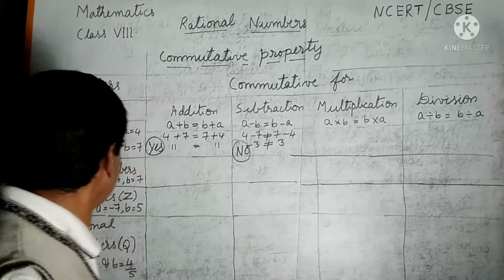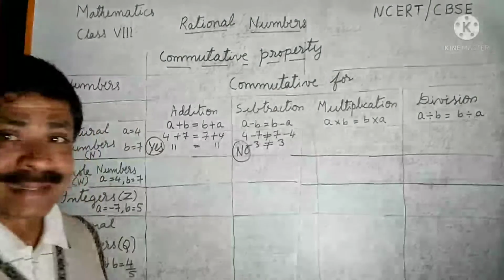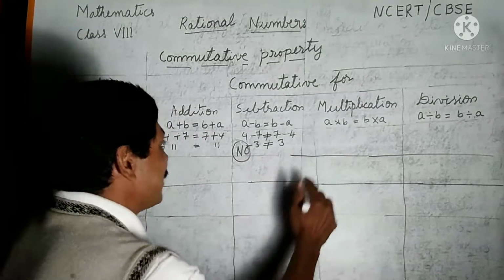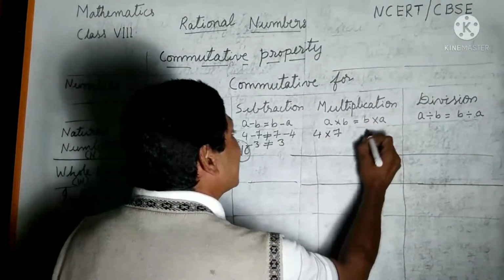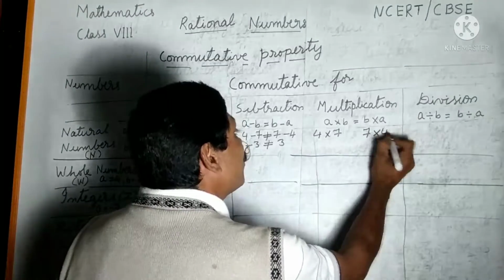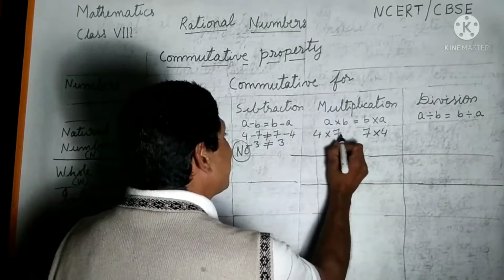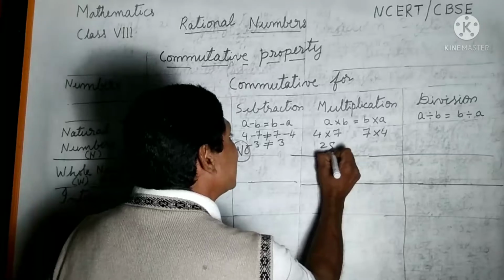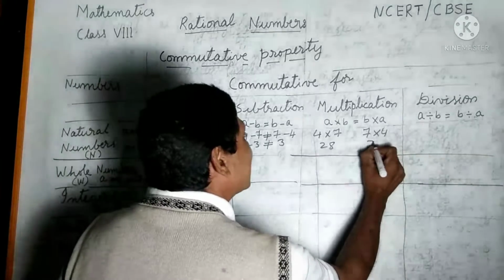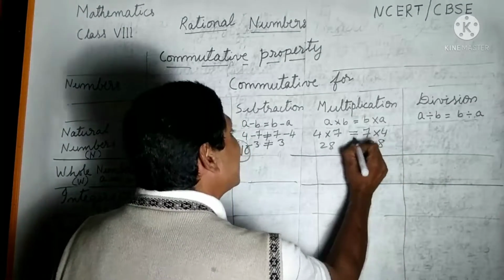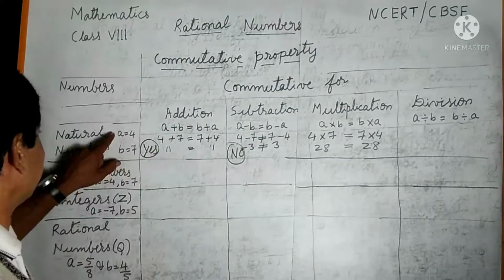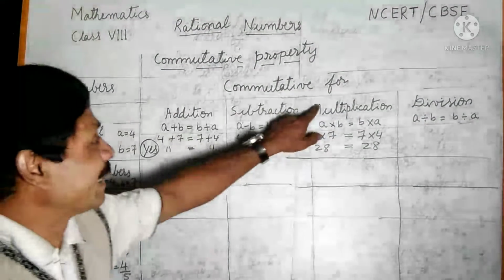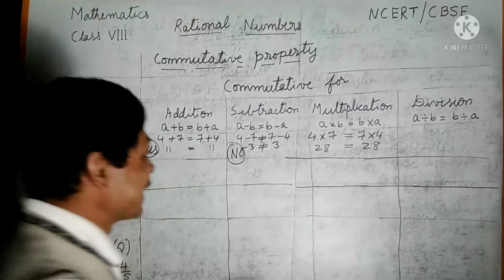Next, let us check for multiplication and let us substitute the values of a and b. 4 into 7 and 7 into 4. 4 sevens are 28 and 7 fours are 28. So that a into b is equal to b into a. Natural numbers multiplication is commutative. That is right? Yes.